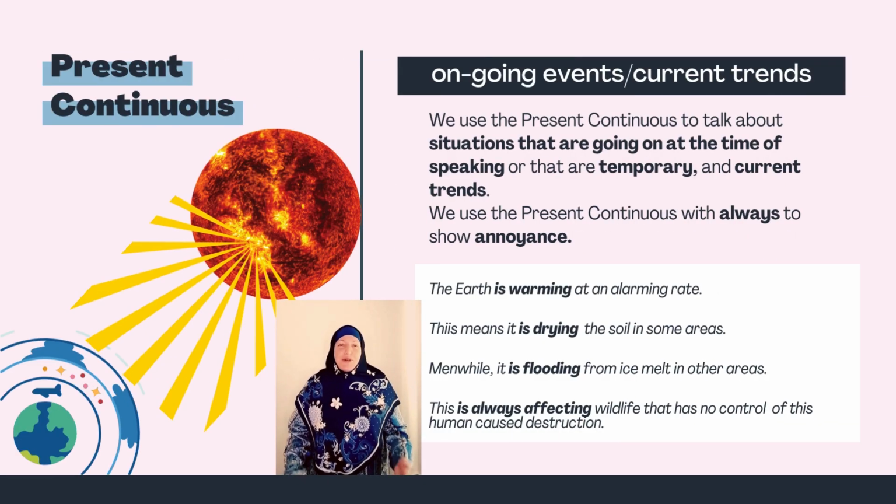But if I ask, what are we doing? I want to know what action is going on at the time of my question. We use the present continuous to talk about situations that are going on at the time of speaking, or that are temporary or current trends. We use present continuous with always to show annoyance. Listen to this scientist talk about the current state of the Earth.